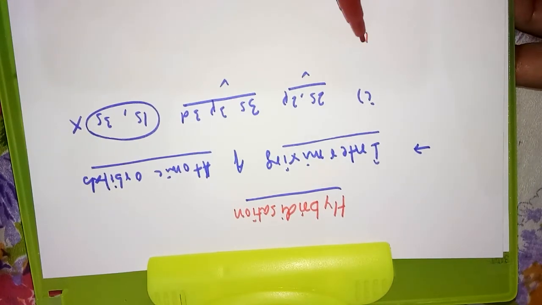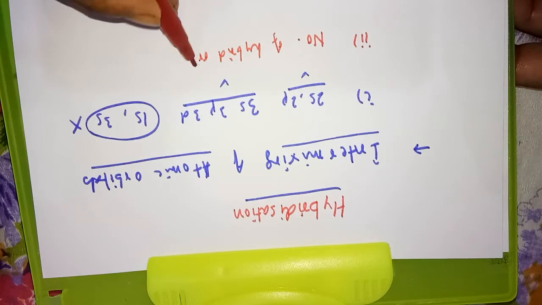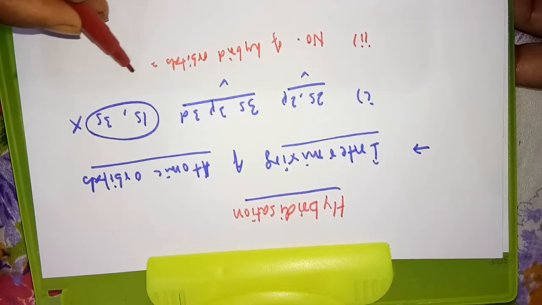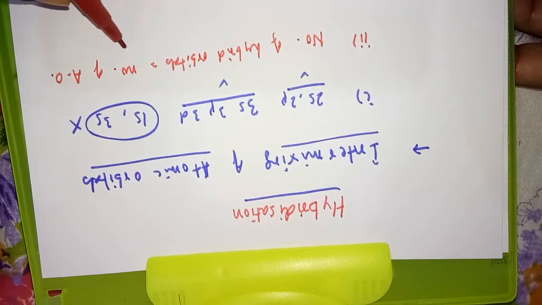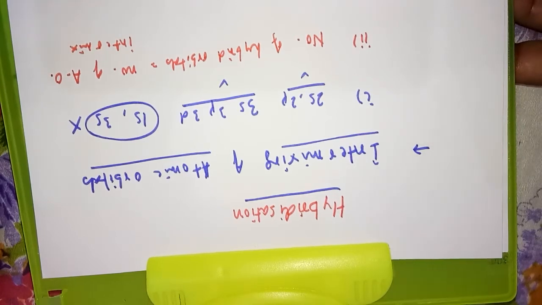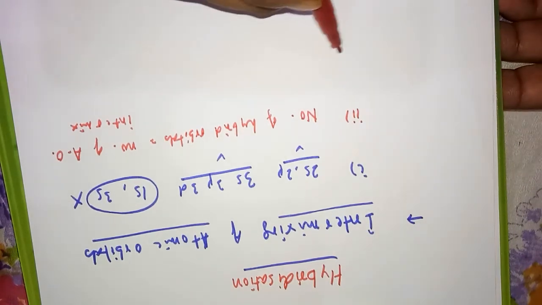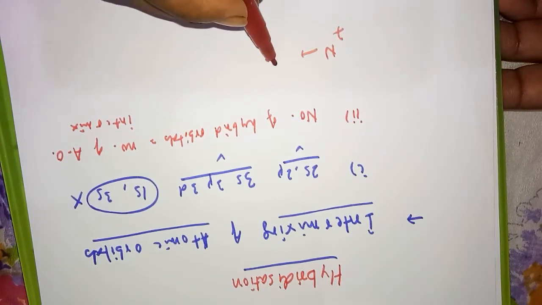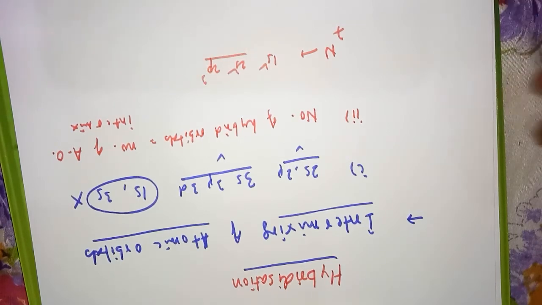Now the second point is that the number of hybrid orbitals is equal to the number of atomic orbitals intermixed. How many hybrid orbitals you get means how many atomic orbitals you have intermixed. For example, if I have nitrogen, this is 1s2, 2s2, 2p3. Now this is the valence shell.